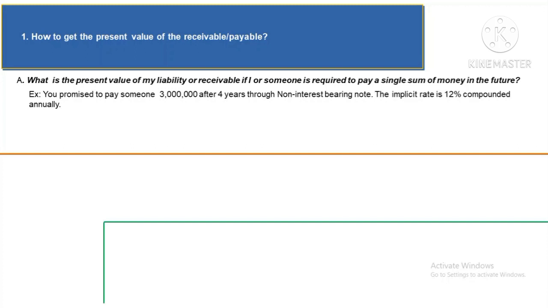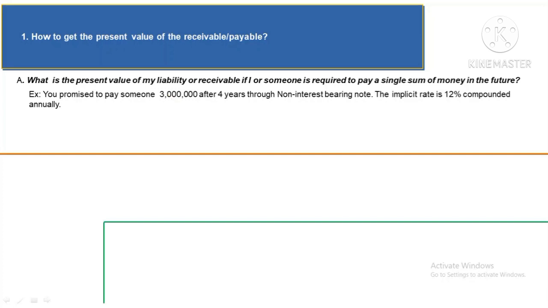But the truth is, even if there is no interest agreement, it doesn't mean that there is no interest charge. The interest is already included in the payments. In this case, it's already included in the 3 million. So that interest is what we call implicit interest. That is why, as you can see in this problem, there is an implicit rate of 12% mentioned. So again, this 3 million is not only composed of principal payments, but it also includes interest.